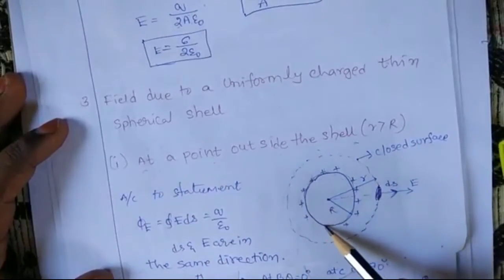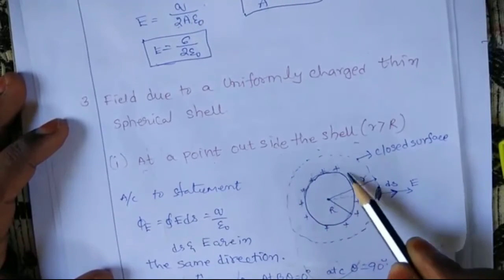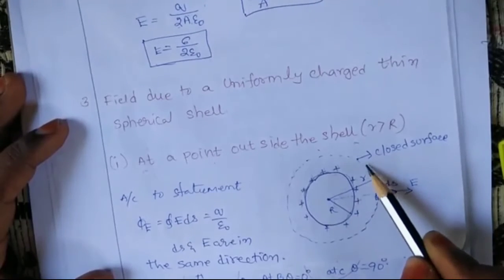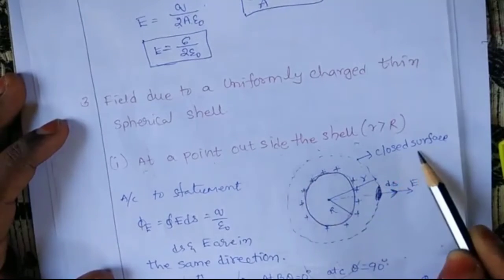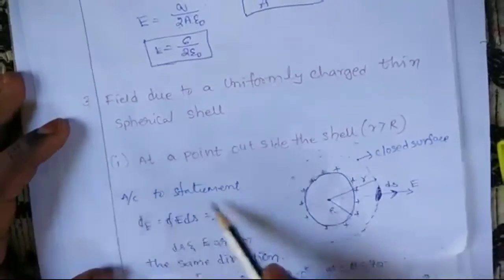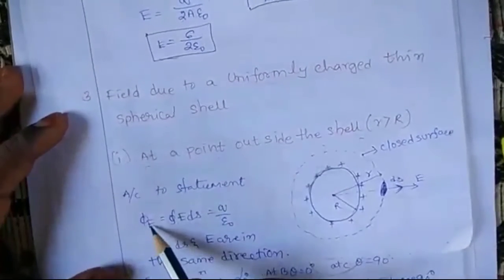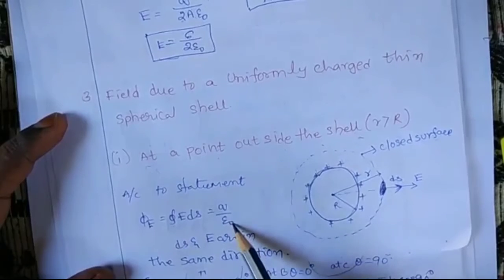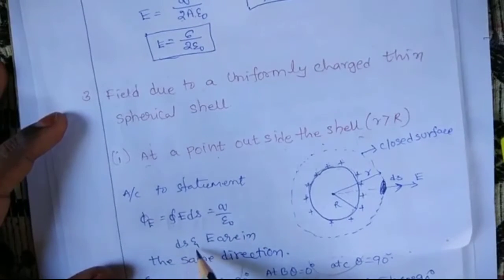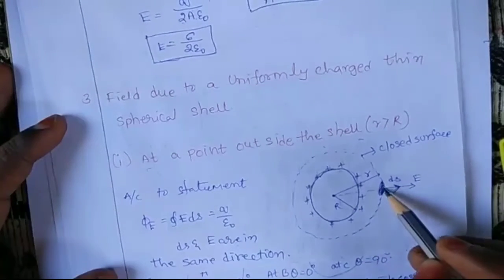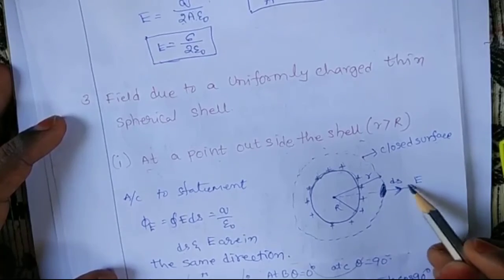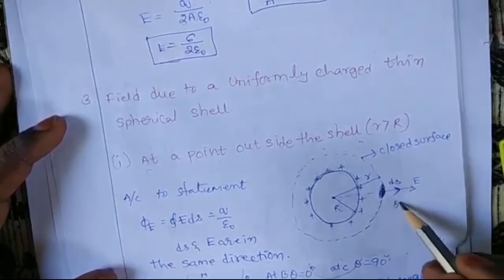So this is one spherical shell. The point is outside the shell. The dotted line indicates the closed surface, or Gaussian surface. According to Gauss's law, phi is equal to the surface integral of E dot dS, which is equal to q by epsilon naught. Here dS and E are in the same direction. At this point the area vector and the electric field intensity are in the same direction. The angle between them is 0.